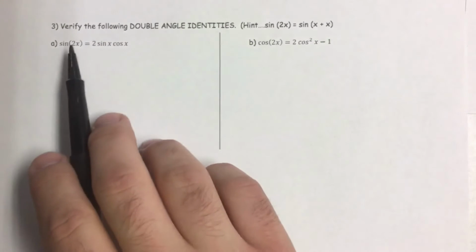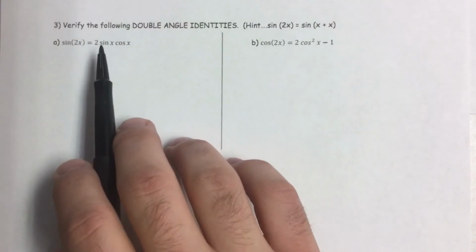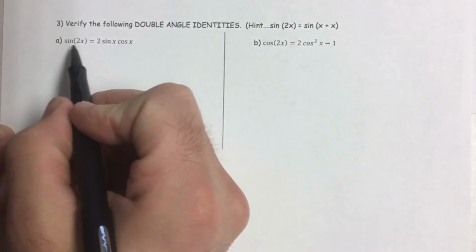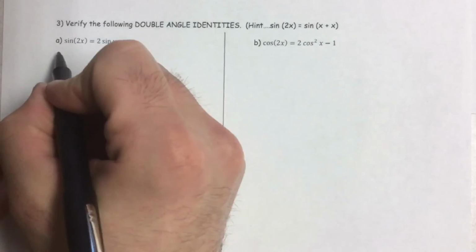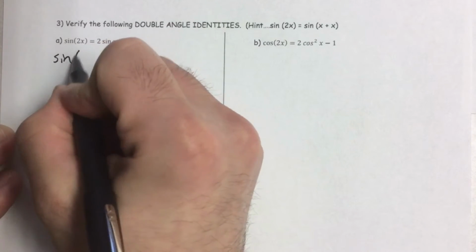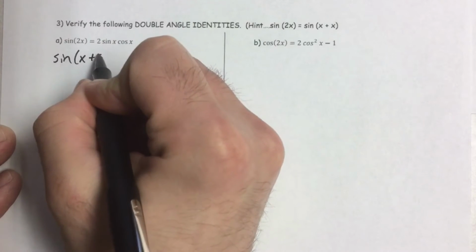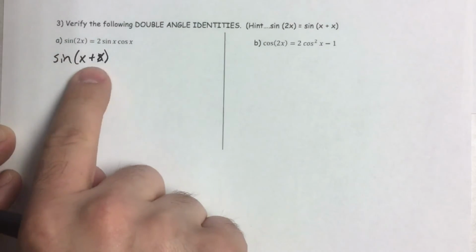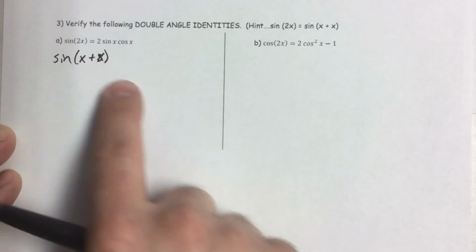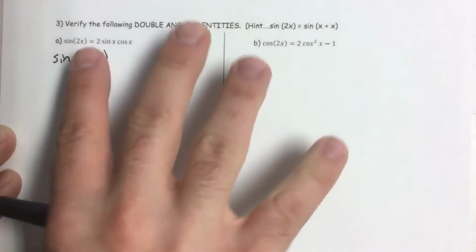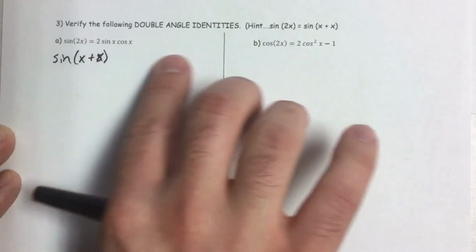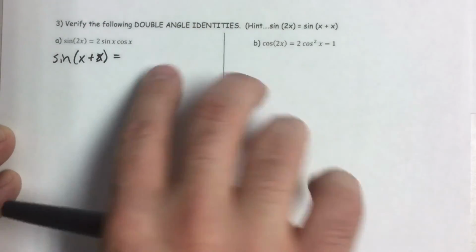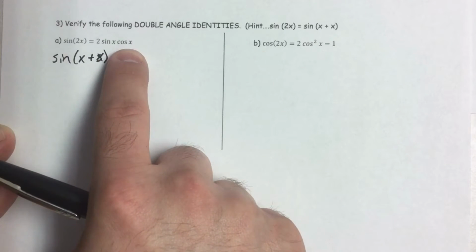To verify that sine of 2x is equal to 2 sine of x cosine of x, I would recommend first looking at sine of 2x as sine of (x plus x). Then using the sum identity, you'll be able to write that out, and with some simplification, we can work towards getting 2 sine of x cosine of x.